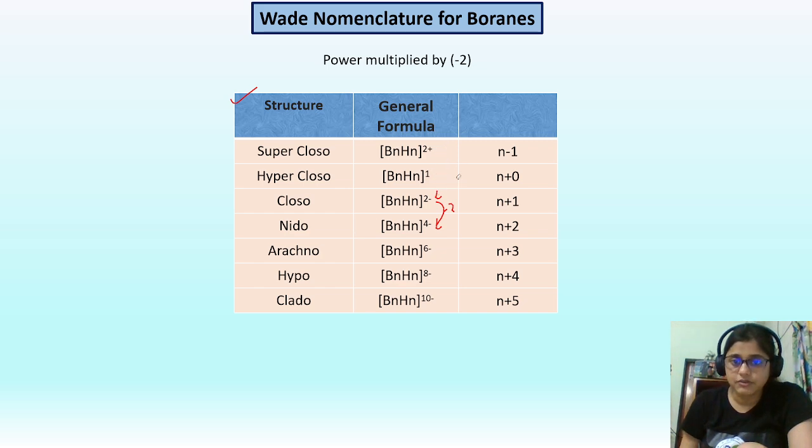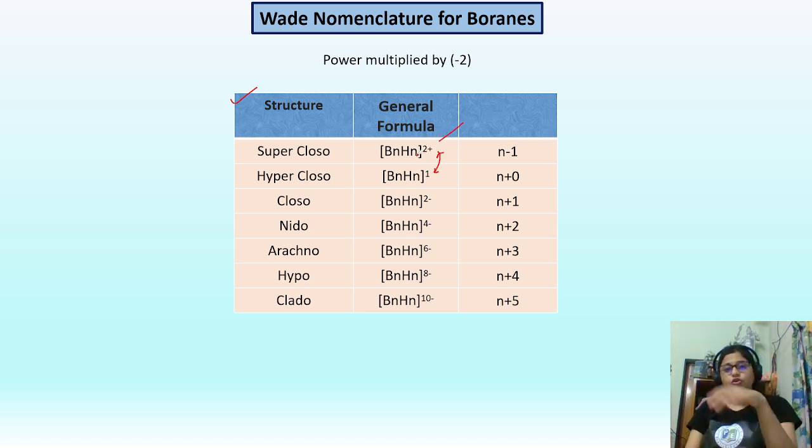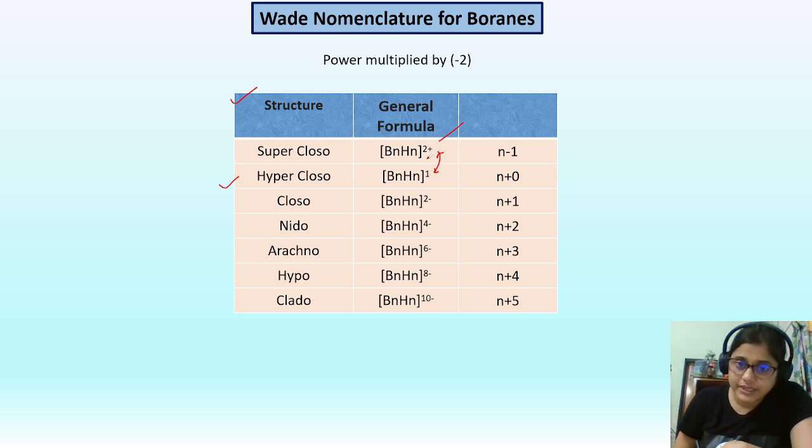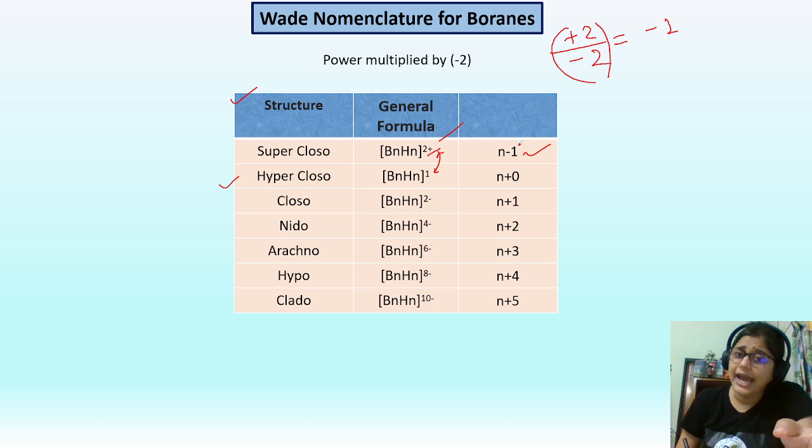you can be confused with that. So for each power, these can be solved, but the hypercloso is a special case. So for this, power is plus 2. If we divide each and every power by minus 2, it will be what? Minus 1. So whatever value we got after this division, we will just add with n. Fine.